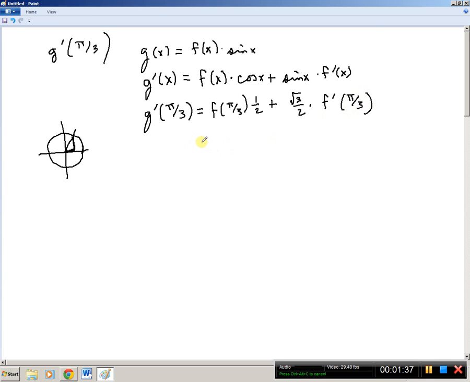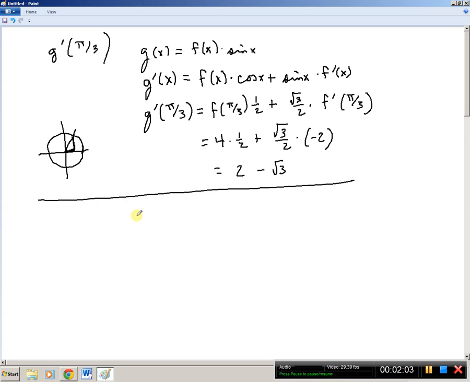All right, now the given information in the problem is that f of pi over 3 is known to be 4. So this is 4 times 1/2. And then you have square root of 3 over 2 times f prime, and that was given, f prime at pi over 3 is given as -2. So your final answer is going to be 2 minus square root of 3. All right, so that's number 1.